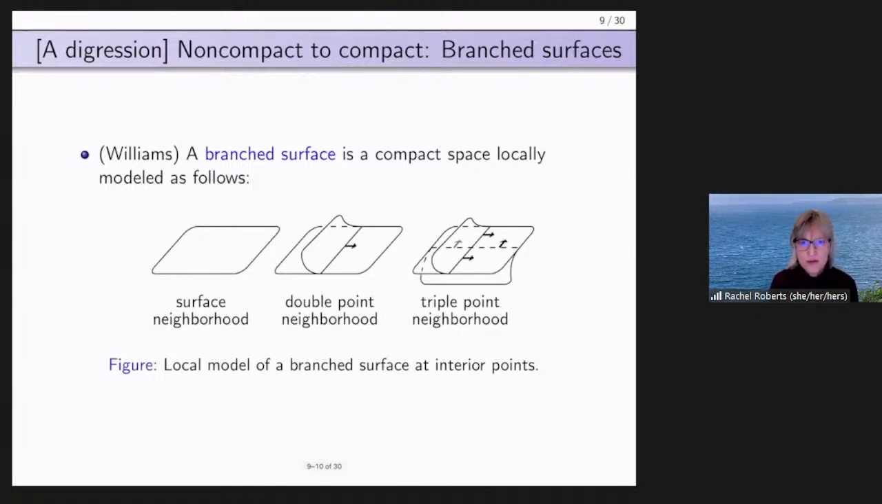And a branch surface is just a compact space that is locally modeled as follows. So every point has a little neighborhood that either looks like a plane, or it looks like two planes meeting up, or it has a little neighborhood where it looks like three planes are meeting up. So a surface neighborhood, a double point neighborhood, or a triple point neighborhood.